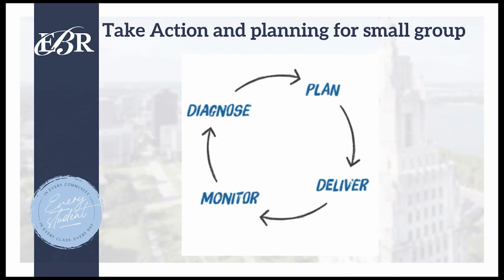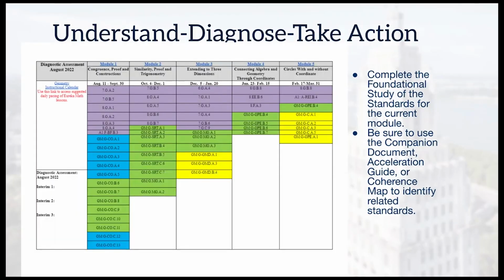So remember, when we're looking at planning for a small group, we should diagnose, plan, deliver, monitor. Monitor should happen throughout. Planning should happen throughout because things can change. So understand, diagnose, take action. So to help your students, you could look at the foundational study of the standards for the current module. Remember, use the companion document, acceleration guide, or the coherence map to identify the related standards. So remember, that's from Achieve the Core, the coherence map. And companion document and acceleration guide is from LDOE. And most of those things are linked here.